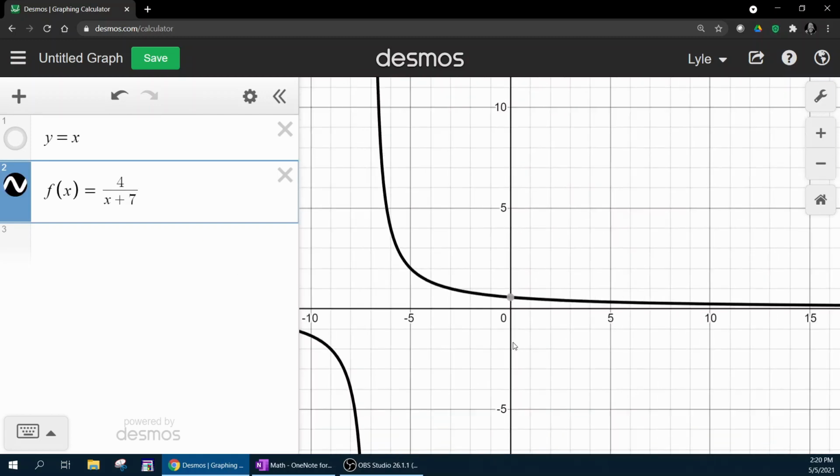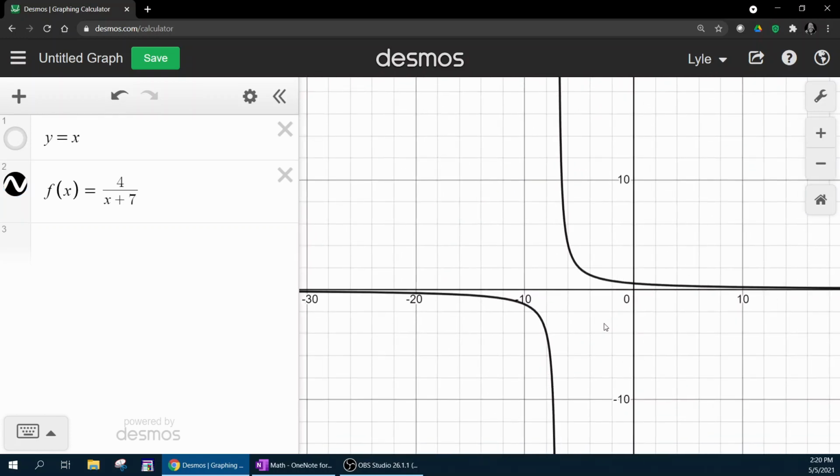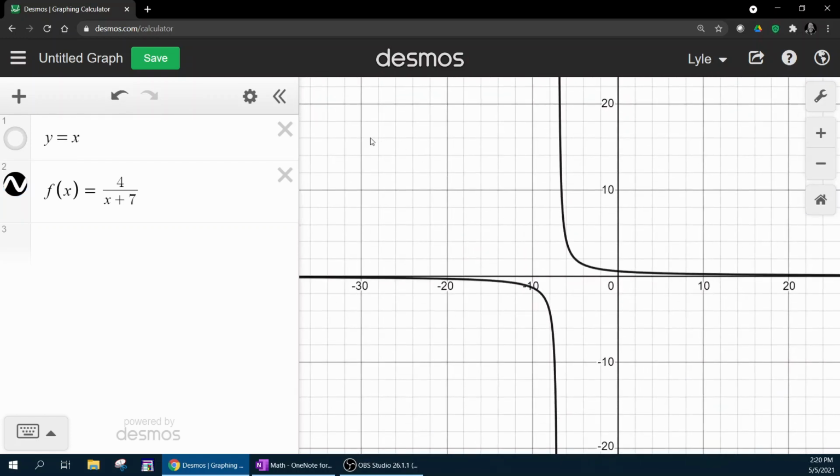And then if I scroll out some and recenter, applying the horizontal line test, we can see that every horizontal line that I could possibly draw is going to intersect this graph only one time. Now there is a horizontal and a vertical asymptote, but those are not going to affect this being 1-to-1. That's not going to make it not pass the horizontal line test. So this is a 1-to-1 function.